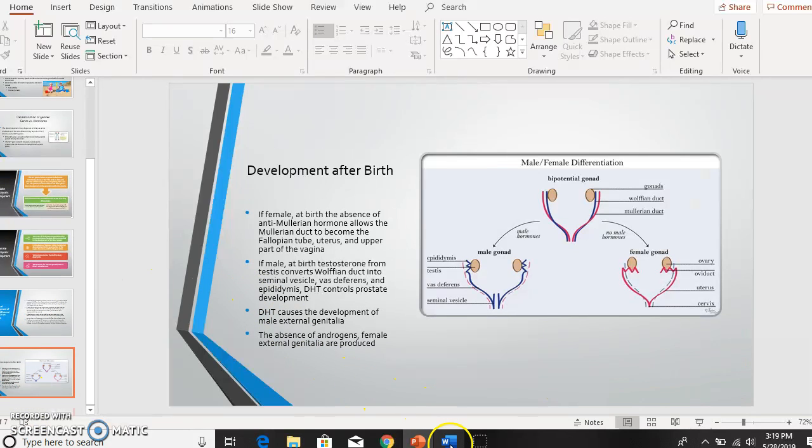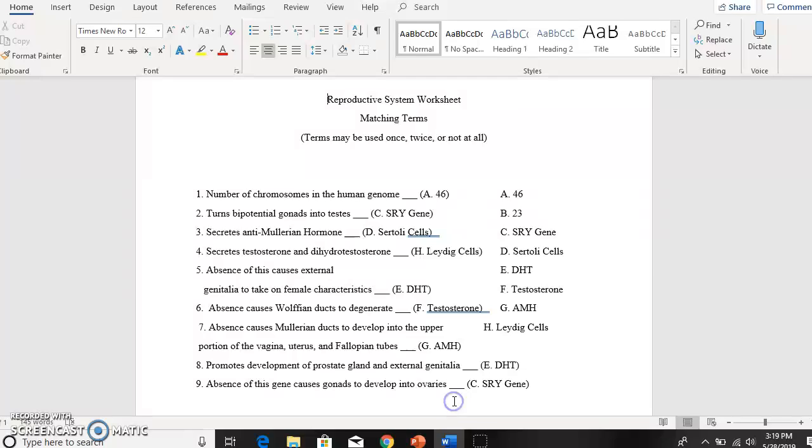I also have my worksheet here, just to take a look at this as more of a study guide. I did it with matching terms, and terms may be used once, twice, or not at all. A couple of the questions that I have, we'll just run through all of them, actually. So the number of chromosomes in the human genome, the answer is 46. So I put 46 and 23 there.